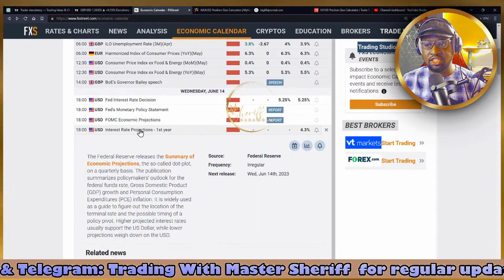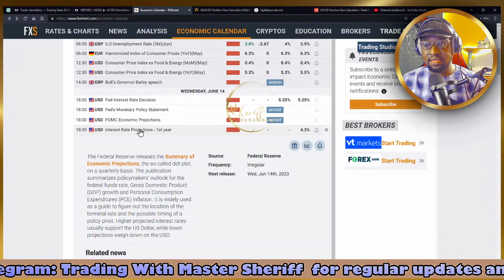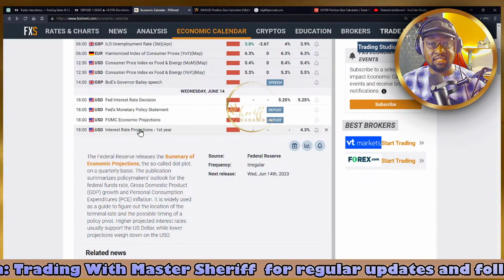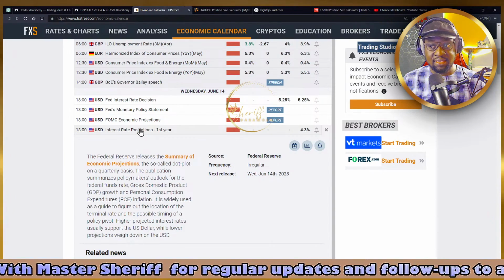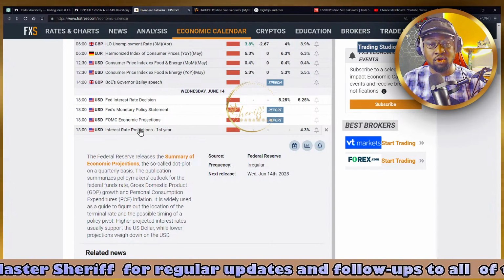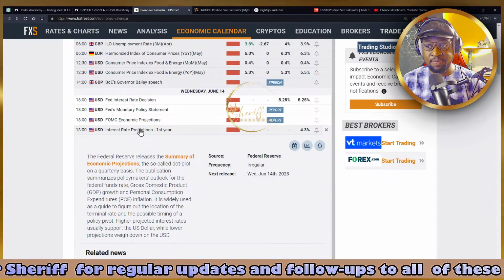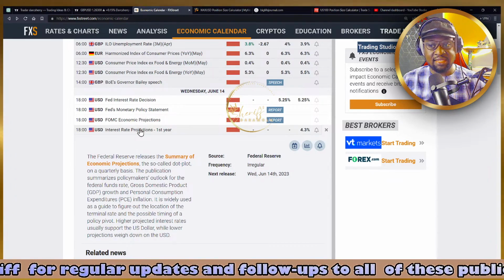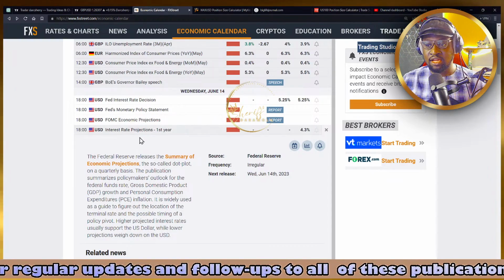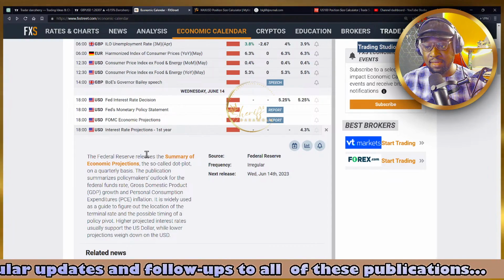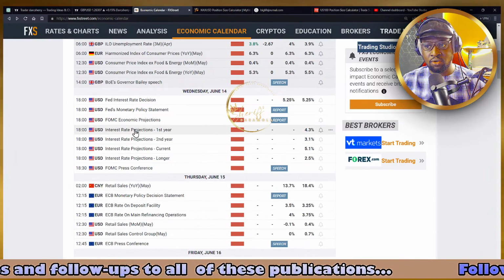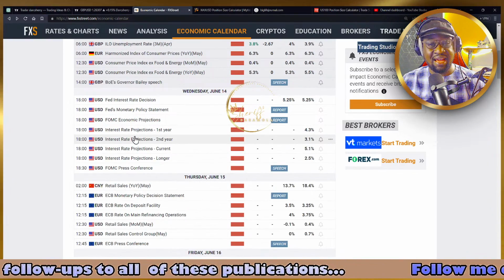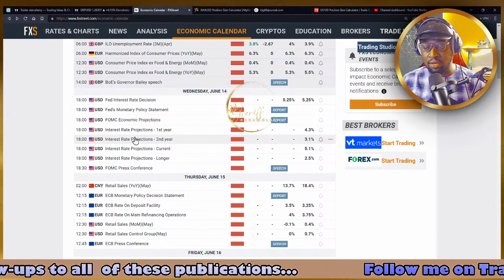Then we also have the interest rate projection. This publication summarizes policymakers' outlook for the federal funds rate, GDP data, consumer consumption expenditure, and inflation, and it is widely used as a guide to figure out the location of the terminal rate and the possible timing of a policy pivot. So we have a whole lot of them, and all this data is coming in simultaneously.